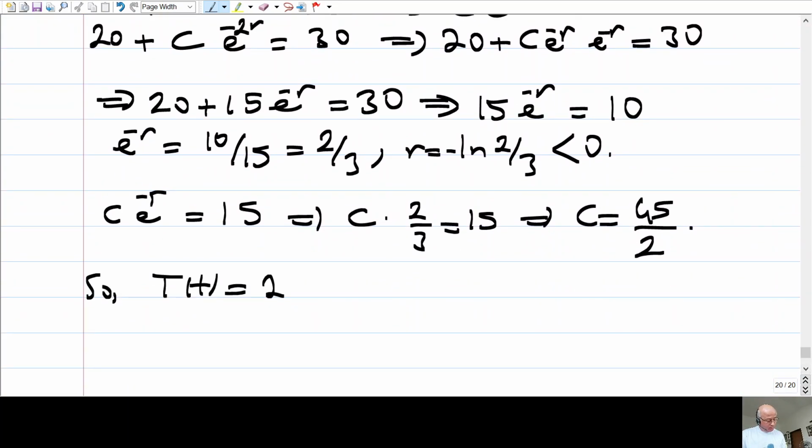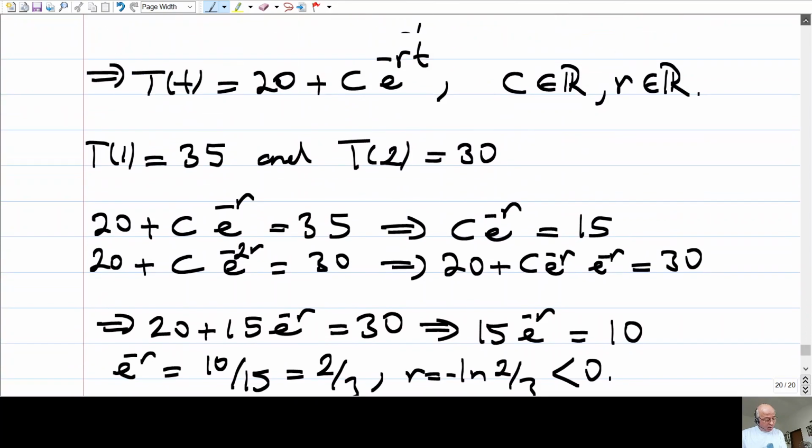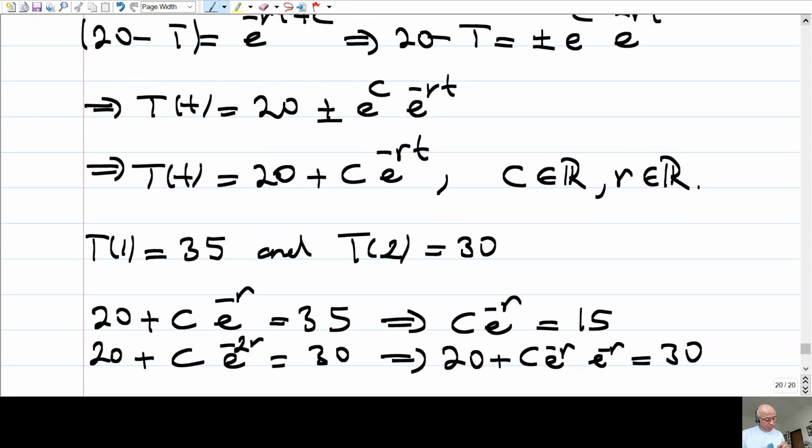So this is 20 plus C times e to the power minus rt.